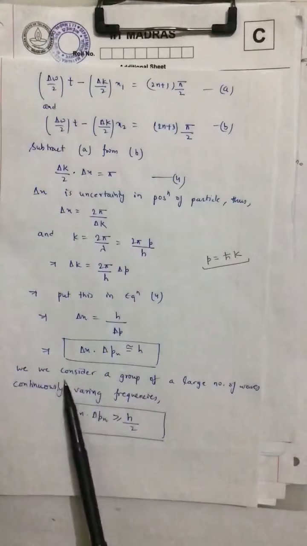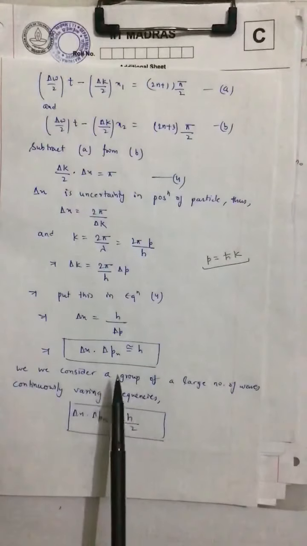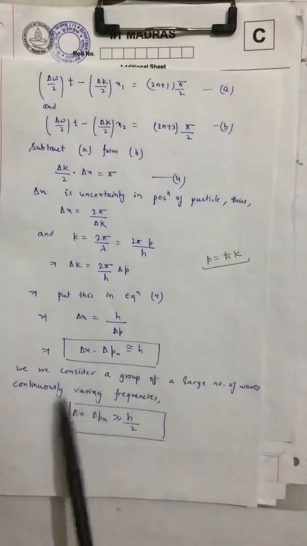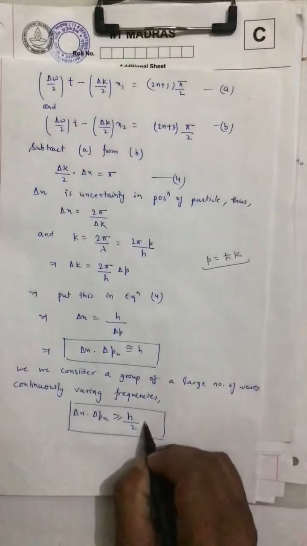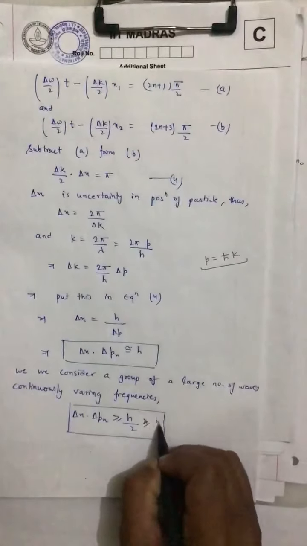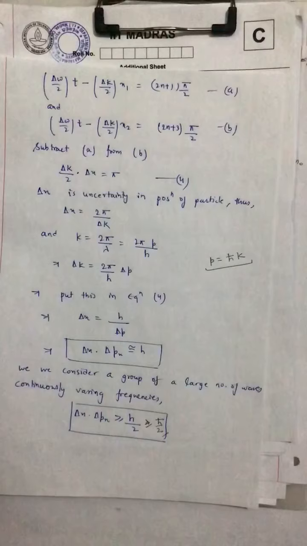Now if we consider a group of a large number of waves superimposing with continuously varying frequencies, the result is something like this, or I can say for the minimum bound I can write this is equal to ħ/2. So I got my Heisenberg uncertainty principle as an elementary derivation. Now this is very important for the understanding of quantum mechanics.